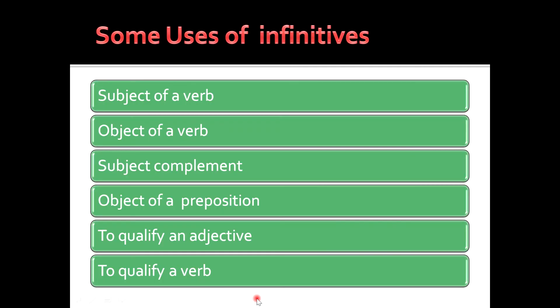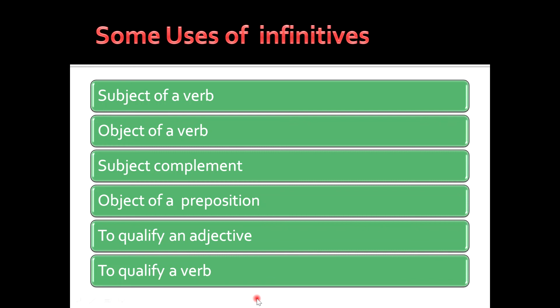Here are some uses of infinitives. Infinitive can function as the subject of a verb, like to drink water is important. There the infinitive is functioning as the subject. Then object of a verb: he likes to play cards. Subject complement: his job is to assist you. So it is a complement to the subject, his job. Then object of a preposition: the program is about to start. About is a preposition and after that the to infinitive.